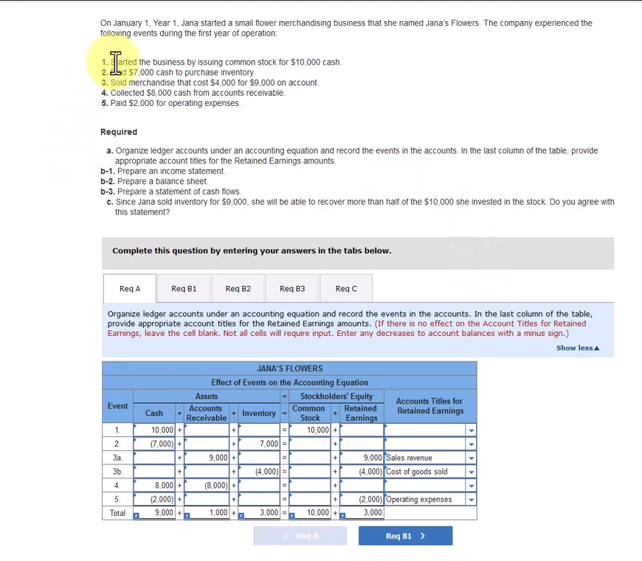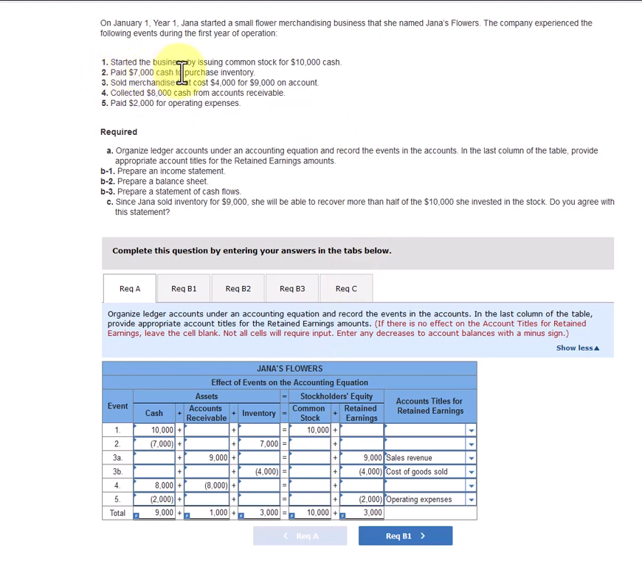Okay, so she started the business by issuing common stock for $10,000 cash. The effect of that on the accounting equation is cash is going to go up by $10,000 and common stock is going to go up by $10,000. Now, again, your numbers are going to be different, but the process is the same. So whatever you're given for the issuance of common stock, you're going to increase cash and increase common stock. Then we're going to go to the second transaction.